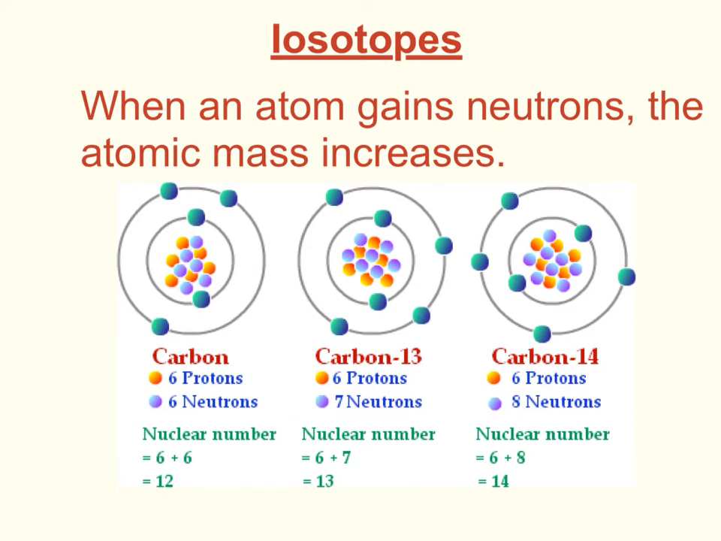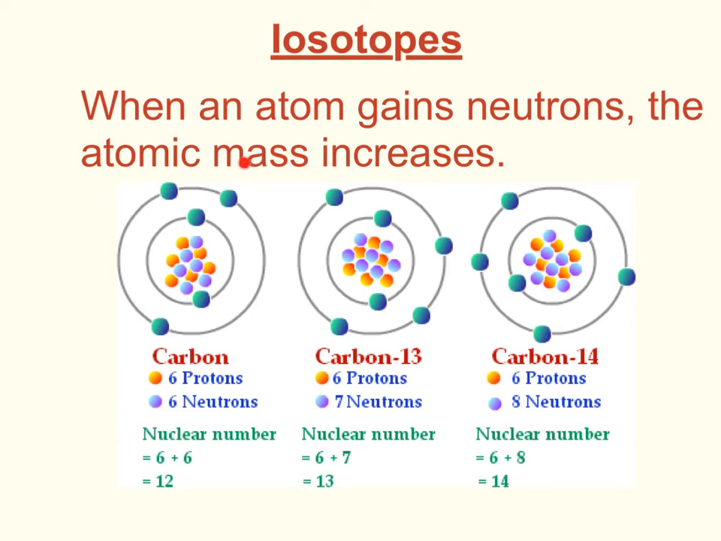With isotopes, the number of neutrons changes. So if an atom gains neutrons, the overall charge stays the same because neutrons are neutral. But one thing that does change due to the gain or loss of neutrons is the atomic mass. Remember, neutrons do contribute to the overall mass of an atom. So if an atom is gaining neutrons or losing neutrons, the atomic mass will change. Here we're looking at several examples.